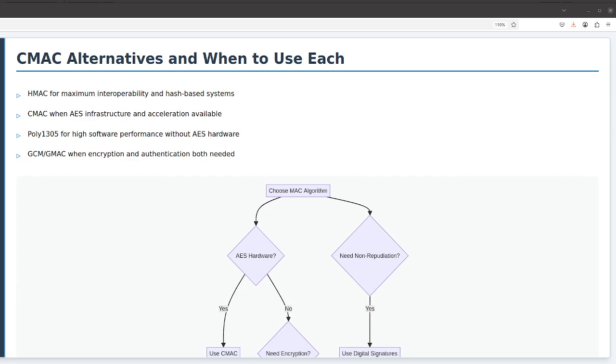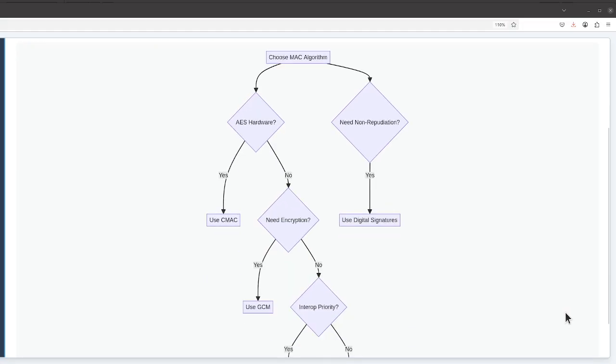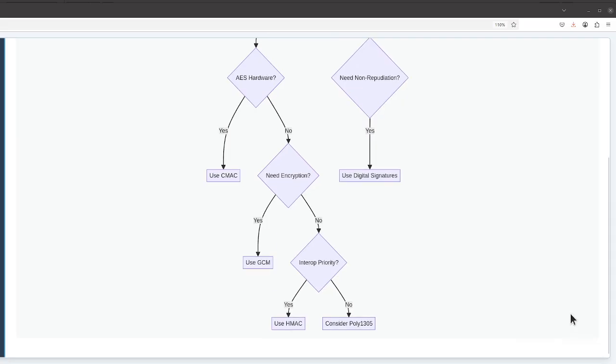Choose CMAC when you already have AES infrastructure for encryption and want to reuse it for authentication. CMAC is ideal when AES hardware acceleration is available, such as in modern CPUs with AES-NI or embedded systems with AES crypto accelerators. CMAC can be more efficient in these scenarios.